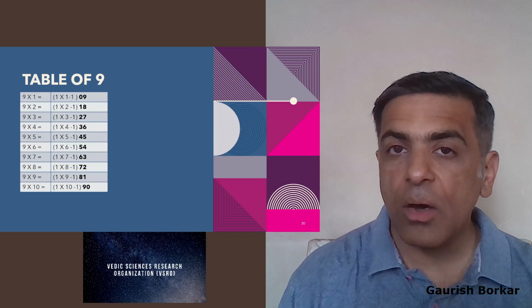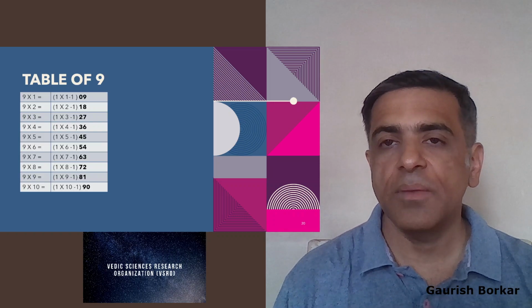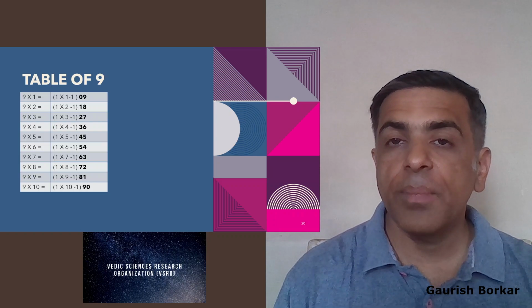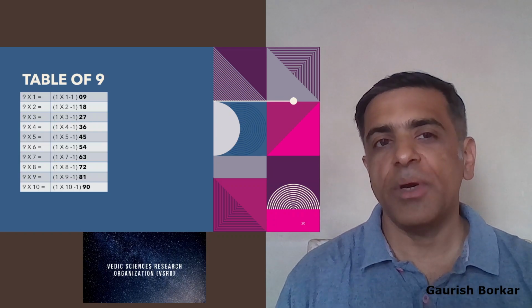Now let's understand how this pattern was formed. So we use 1's table and then multiply 1 by the multiplier and subtract 1 from it.